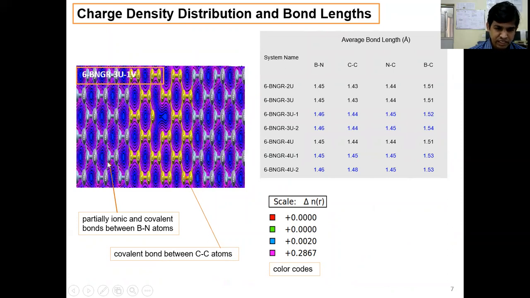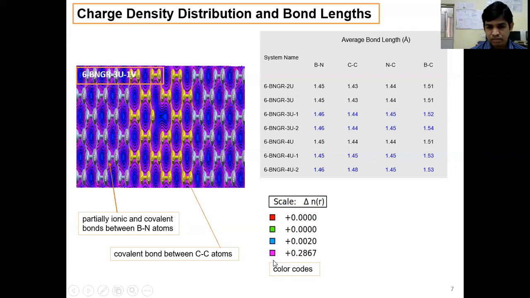So the concentric circles represent the ionic nature, and the deformation is a little bit toward the boron atom. Boron atom means there is a partially ionic character, where ionic is represented by the concentric circles and the deformation represents the covalent bond. So it represents a partially ionic and covalent bond between boron and nitrogen.